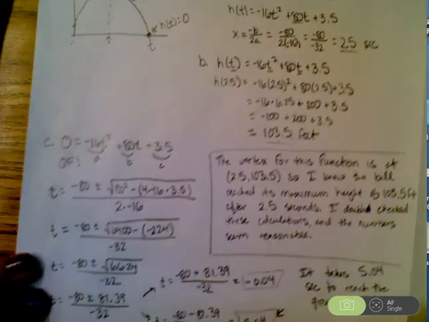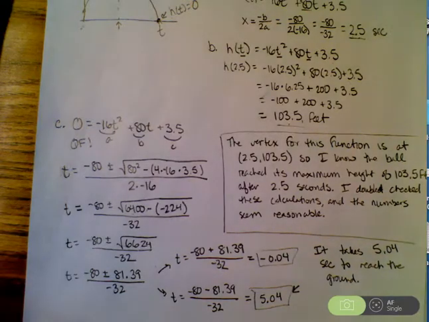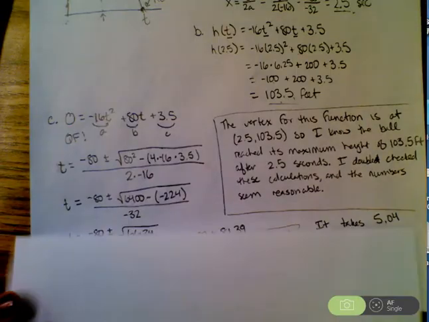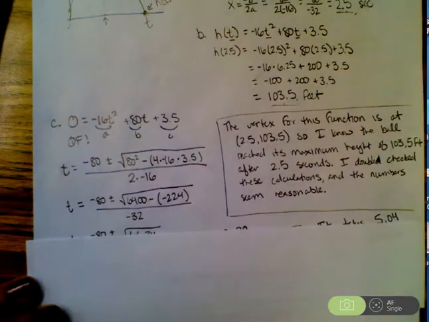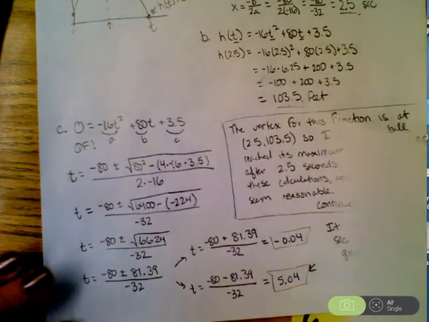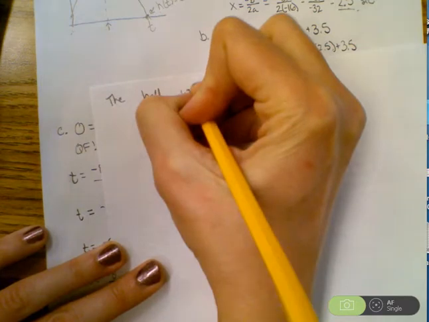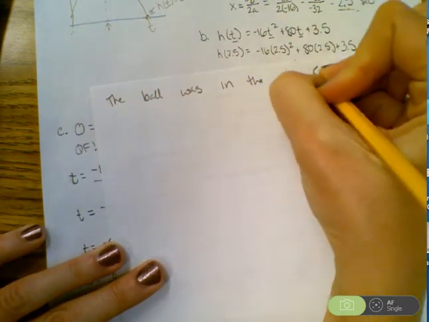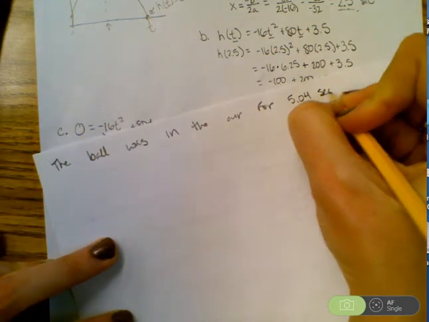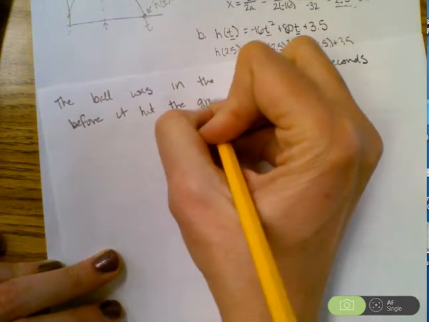I still need to explain this second part, this quadratic formula part. So I'm just going to get another sheet of paper and do it on there. If you run out of room, you're always welcome to use more paper. So that's my first part of the explanation. And then I'm just going to write continued. Okay, so the ball was in the air for, what was it, 5.04 seconds before it hit the ground.